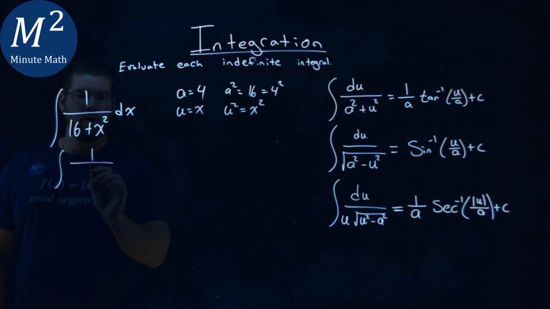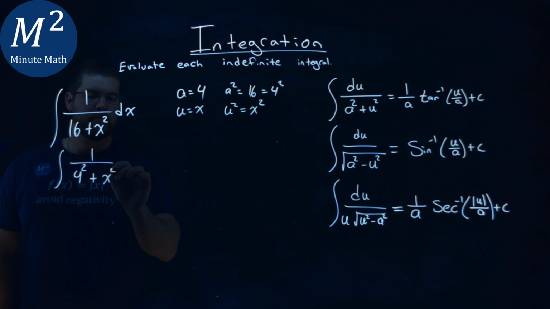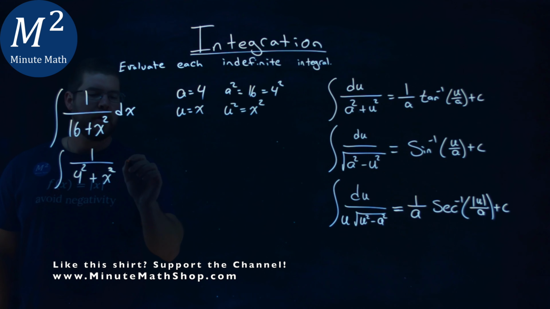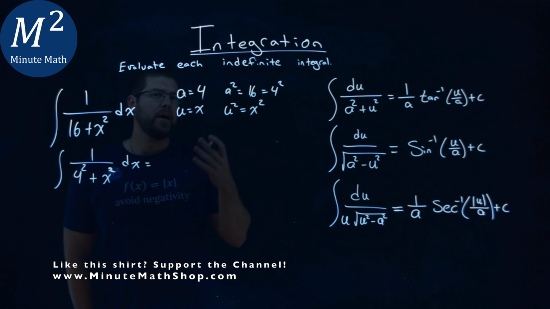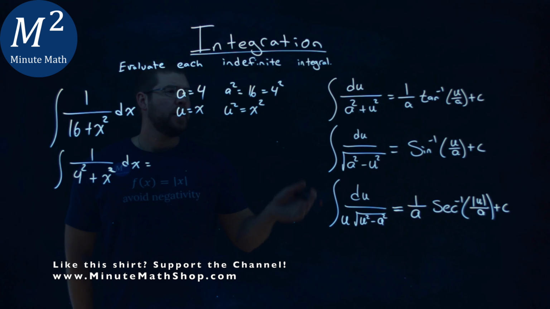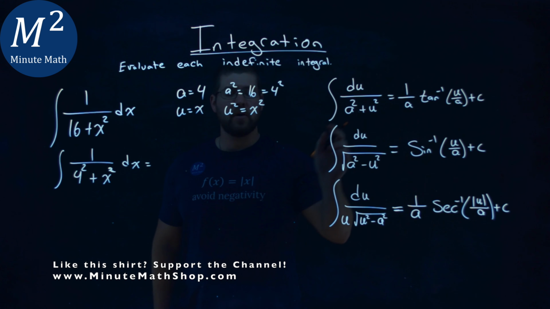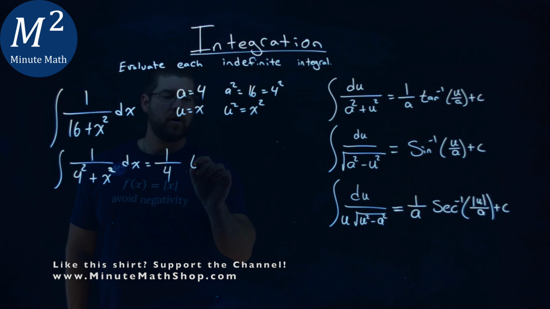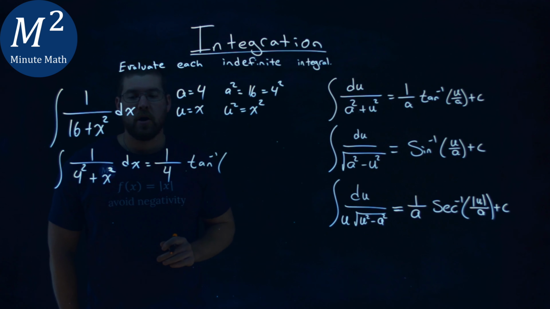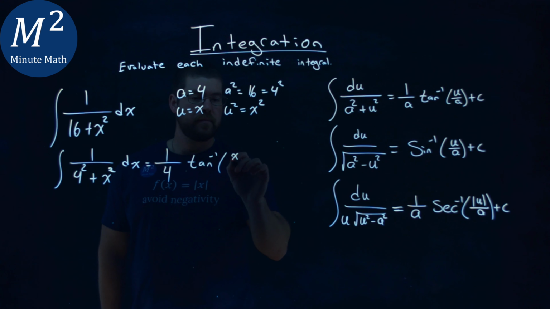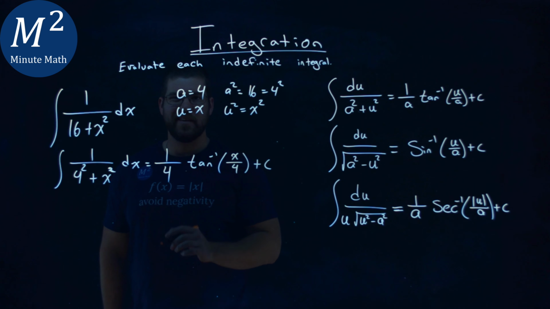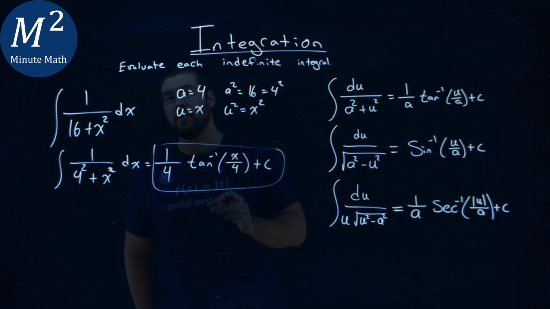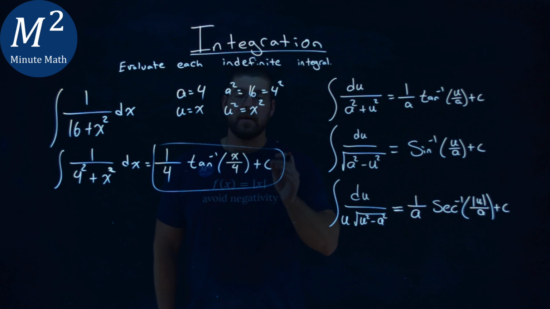So the integral of 1 over, instead of 16, let's show that as 4 squared, plus x squared, dx. And now we have our a and u value really established, we can use our formula, or the definition there. So we have 1 over our a value being 4, and then we have the arctan of our u value, which is x, over our a value, which is 4, plus c. And that's it. Our final answer here is 1/4 arctangent of x divided by 4 plus c.